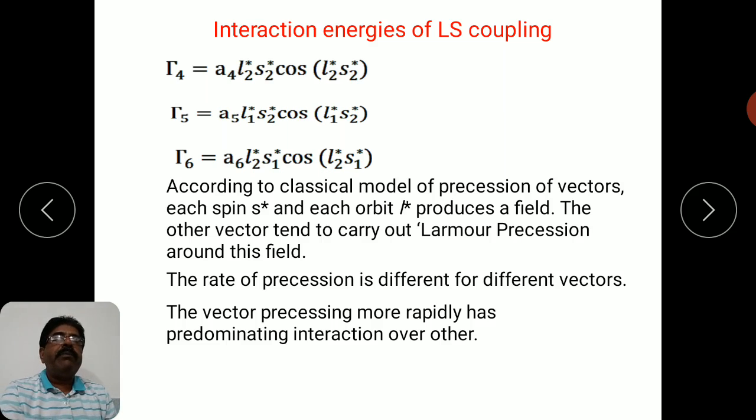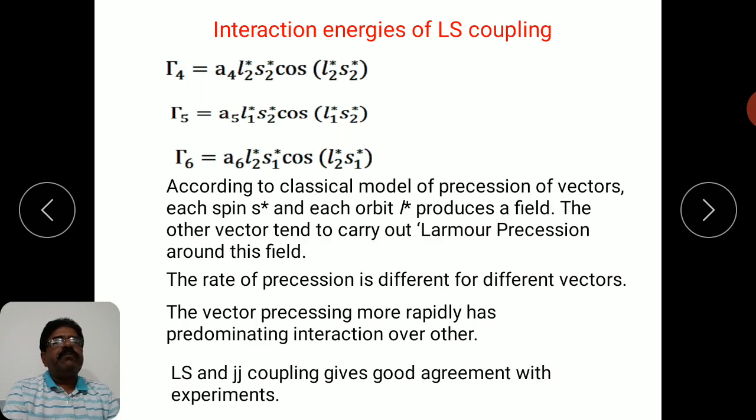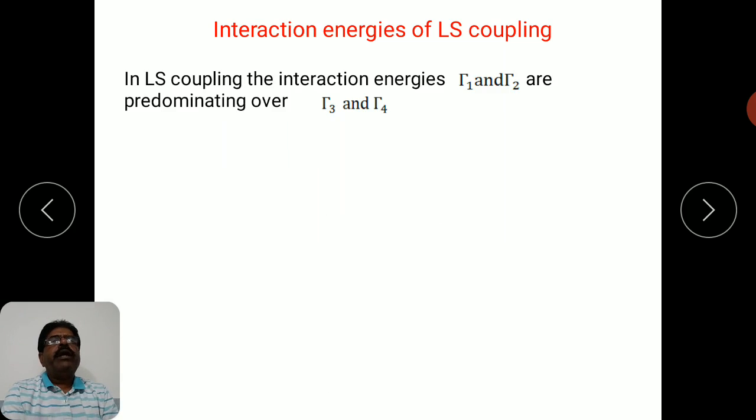So you can compare the rate of precession for different vectors, and from that one can say which particular interaction has predominating nature. Now, LS and JJ coupling are observed to give good agreement with experiment. Here we shall consider only LS coupling, the interaction energy due to LS coupling. In case of LS coupling, as we have already seen, the interaction energies gamma 1 and gamma 2 are predominating over gamma 3 and gamma 4.